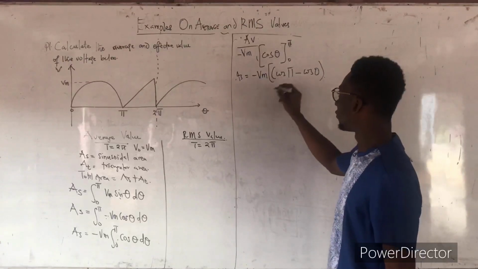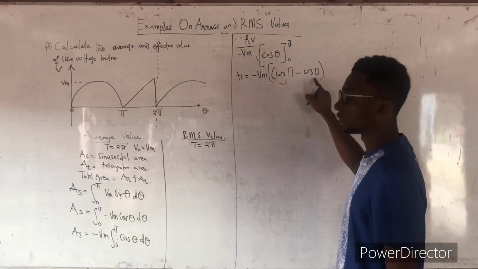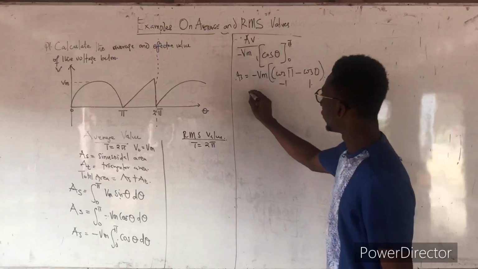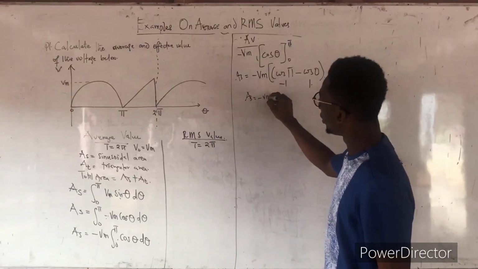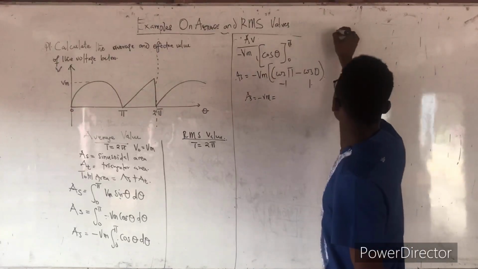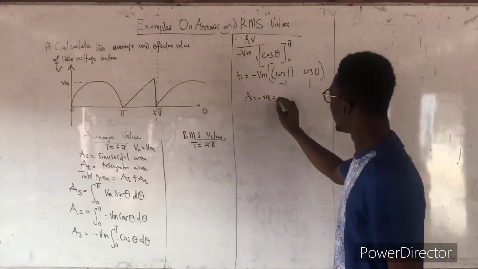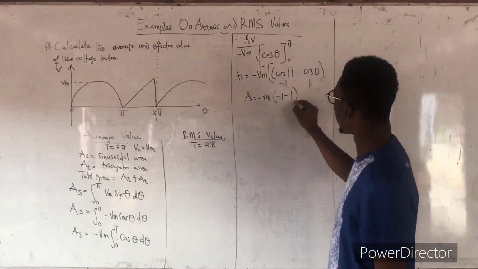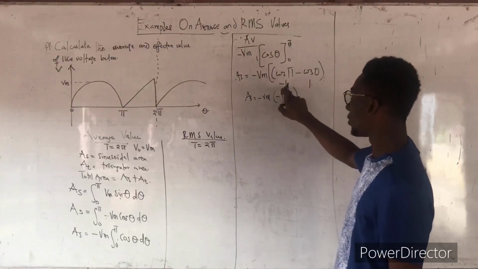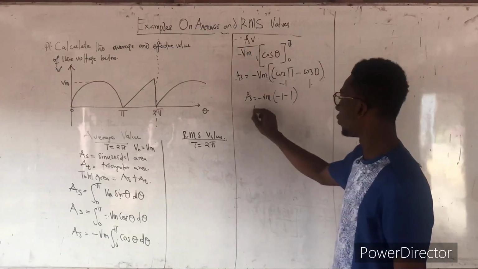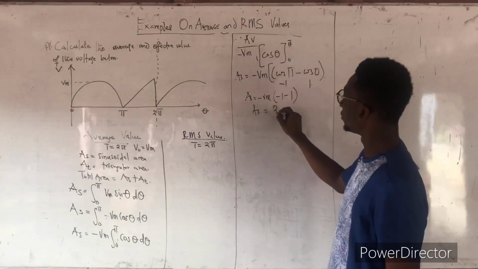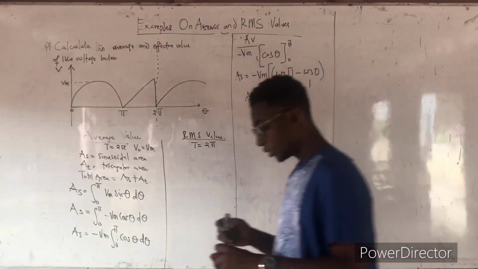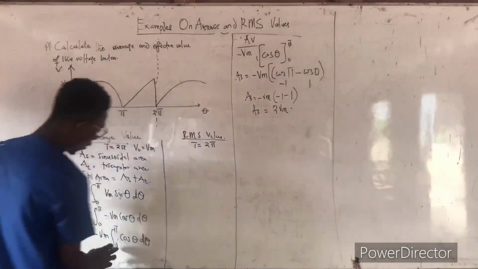So now what is cos of pi? Cos of pi is minus 1 and cos 0 is 1. So therefore A of x becomes minus Vm into bracket minus 1 minus 1. So minus cos pi is minus 1 and cos theta is minus 1. So therefore A of x simply becomes 2 Vm. So now this is the value for our A of x.